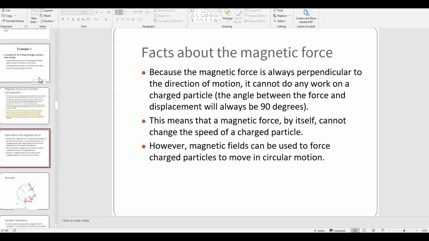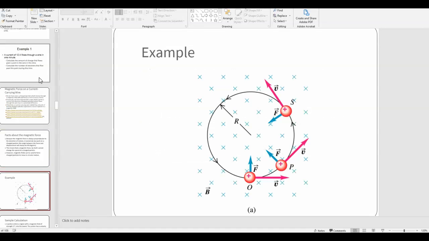Okay, so magnetic fields cannot be used to add or remove energy from an object. They can't do any work on a charged particle, but they can be used to force charged particles to move in circular motion. So, for example, let me just give you an idea of how this works. Let's say we introduce a positive charged particle into a magnetic field, and just for the sake of argument, let's say the situation starts right down here at point O.